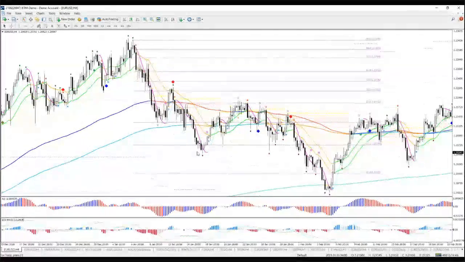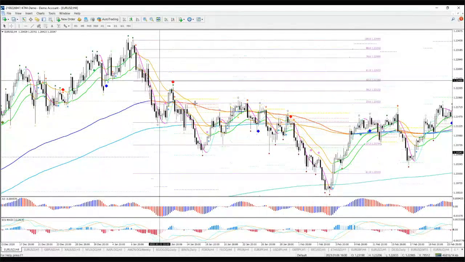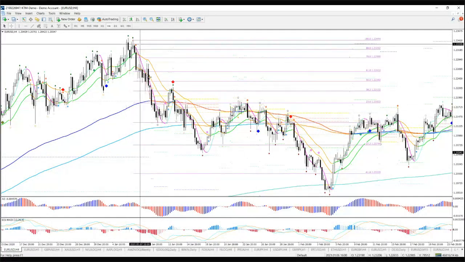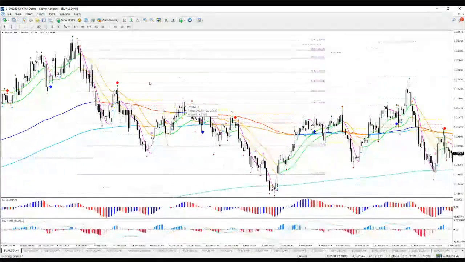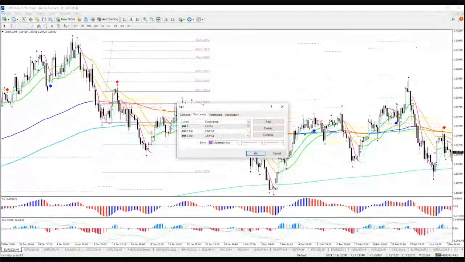So this is not a 1, 2, 3 here. Right here is not a 1, 2, 3, but we had an internal 1, 2, 3, 4, 5 in A. We had an ABC up, and then we had a 1, 2, 3, 4, 5 probably down. Let's put the fib there.